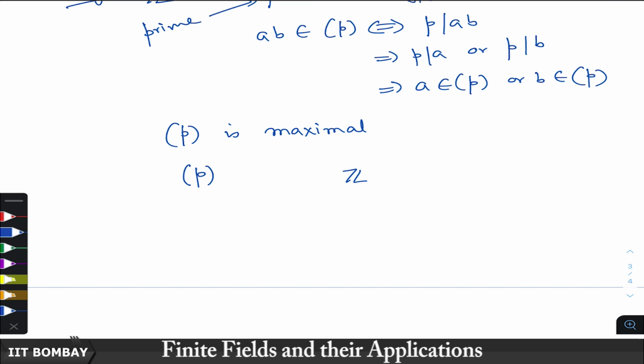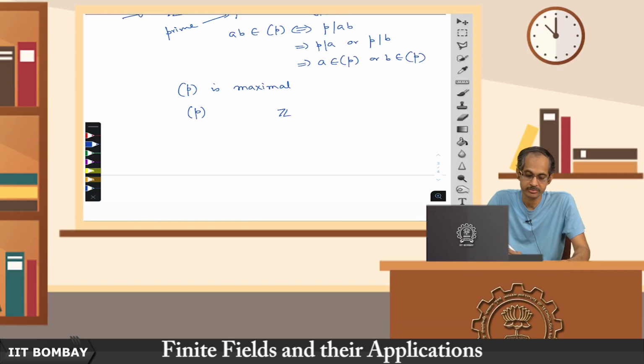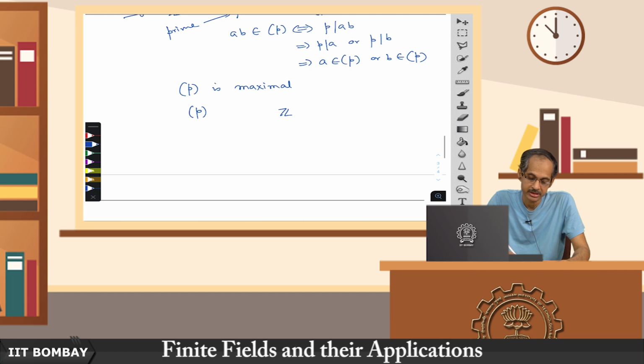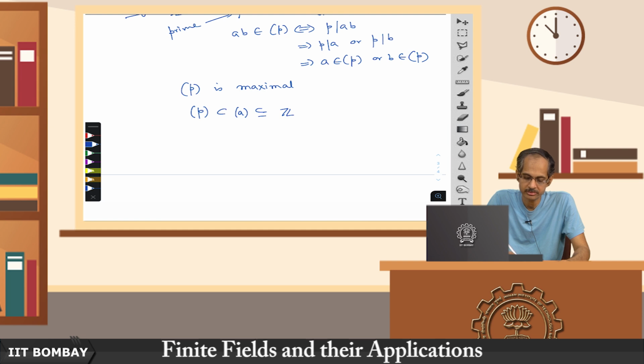We also know that any ideal in Z is a principal ideal, which means that it is generated by some integer A. So, if we have something like this, we will show that this ideal generated by A must be either this or Z itself.